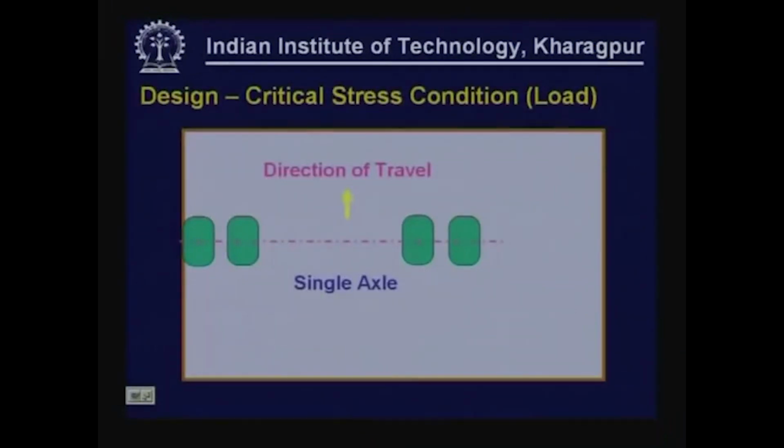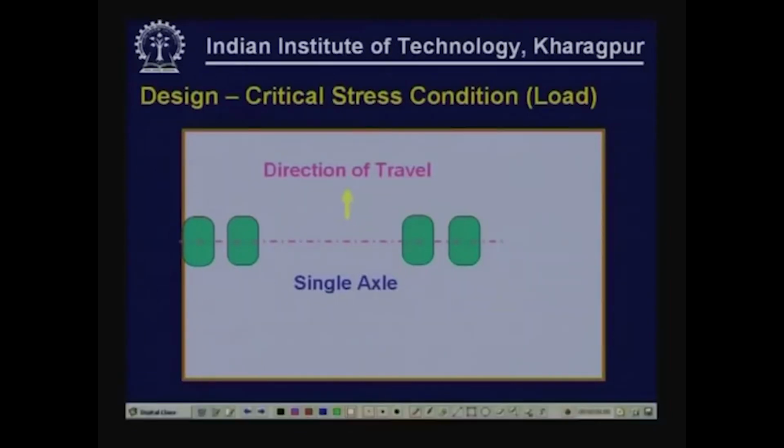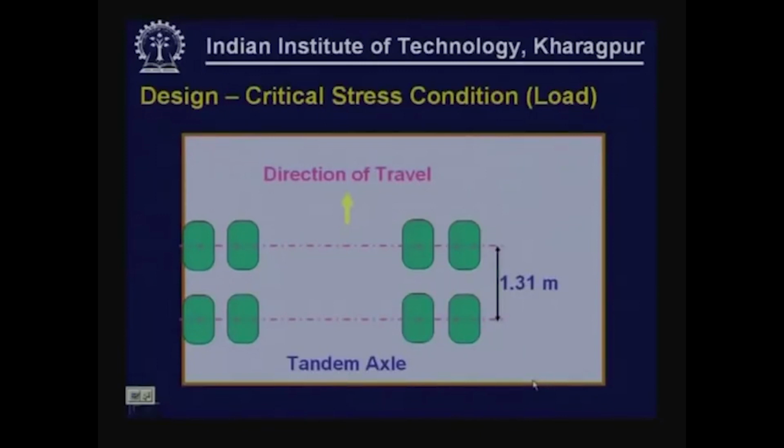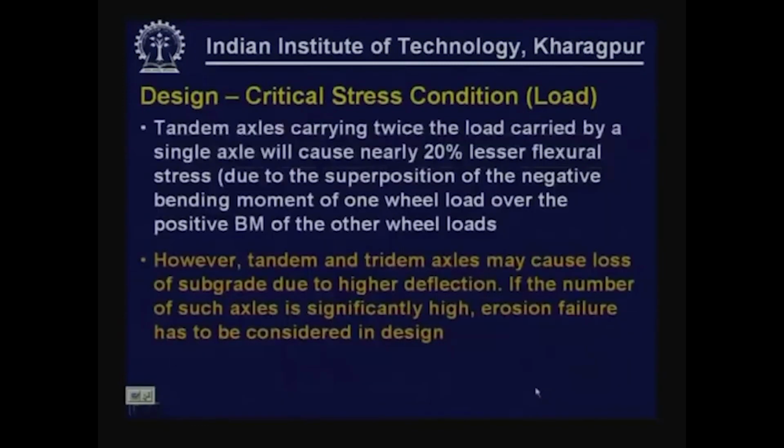What we just stated is depicted here. So, this is the case where the tire imprints are placed tangential to the longitudinal edge. This is the longitudinal edge, this is the direction of travel. So, the tire imprints are placed close to the tangential edge, this is the critical position. Similarly, this is a tandem axle with tire imprints placed tangential to the longitudinal pavement edge.